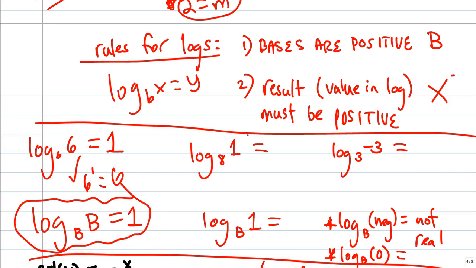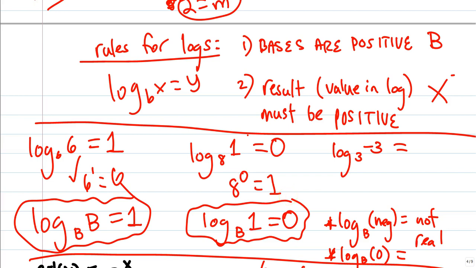What about log base 8 of 1? Some of you are like, I already know this answer. Because you can read, you're starting to learn how to read logarithms. 8 to what exponent makes 1? That would be 8 to the 0 power. So if I have log of any base, if my result is 1, the base raised to the 0 will make 1. Whenever there's a 1 as my result, the answer will be 0, because anything to the 0 power makes 1.